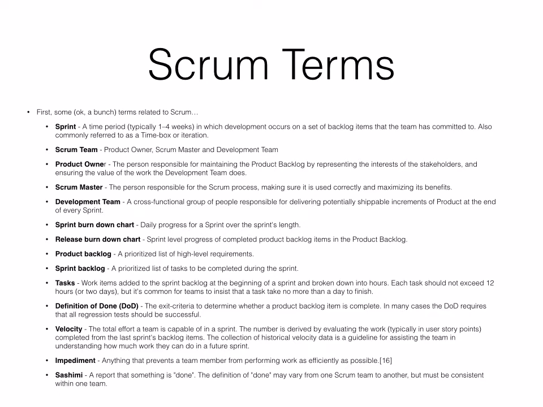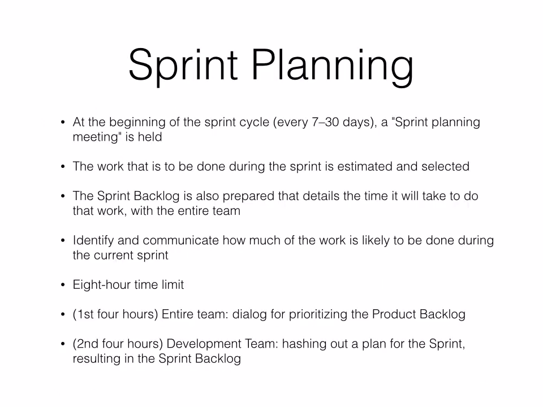So let's move to the next slide and talk about sprint planning. Sprint planning is held at the beginning of a sprint cycle. Every 7 to 30 days, you have a sprint planning meeting, and the work that's to be done during the sprint is estimated and selected. The team gets into a room, they estimate tasks, they break down what needs to be discretely done to complete the task, and what the hours are going to be.